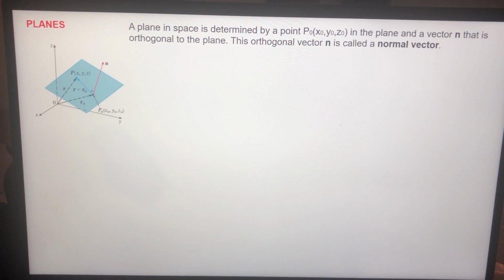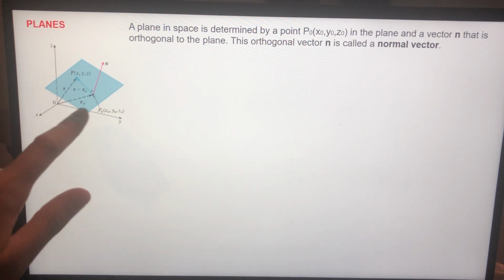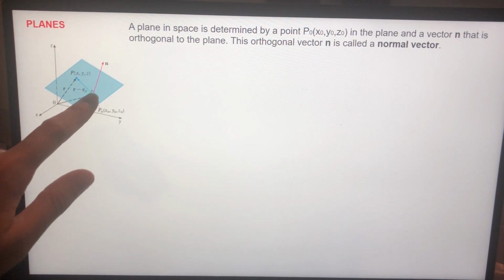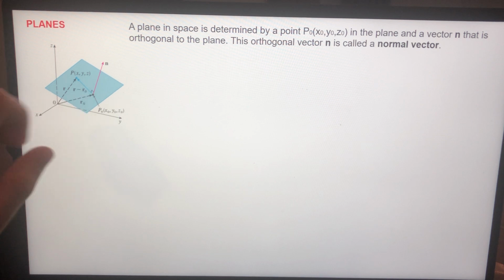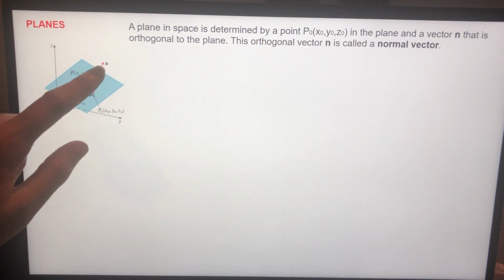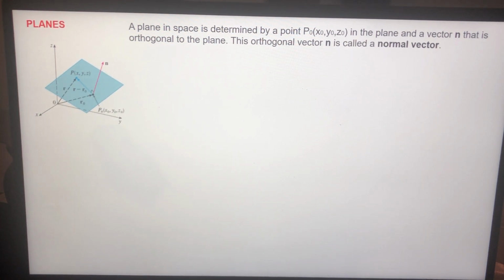So what is normal vector? It's the vector which is orthogonal to this plane. As you can see, this vector and this plane have a 90 degree between them. So it's orthogonal, perpendicular. So once you have this point and this normal vector n, you can write the equation of this plane.